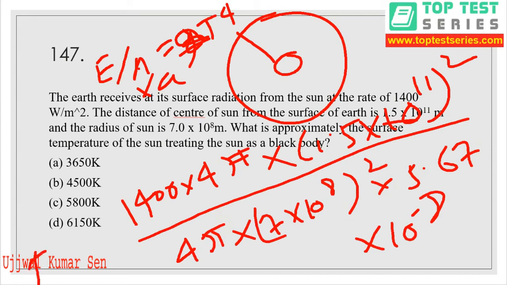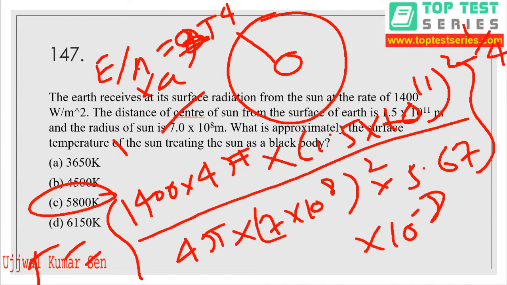Now T is equal to what, the value we are getting from here, power 1 by 4. So what is the value we are getting? Let me solve it and tell you the answer of this question. Just give me some time so that we can solve this question quite easily. Alright guys, so what we're getting is 5800.2. So we can say that option C is the correct answer for this question.